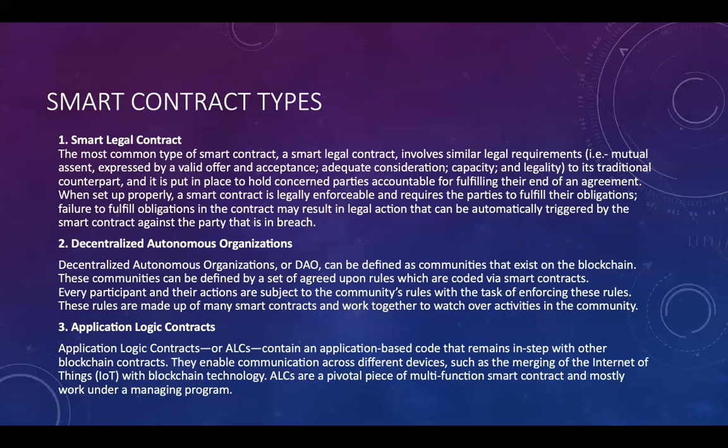What is a decentralized autonomous organization? A decentralized autonomous organization, or DAO, can be defined as a community that exists on the blockchain. These communities are defined by a set of agreed-upon rules which are coded by a smart contract. Every participant and their actions are subject to the community's rules, with the task of enforcing these rules. These rules are made up of many smart contracts that work together to watch over the activities in the community.